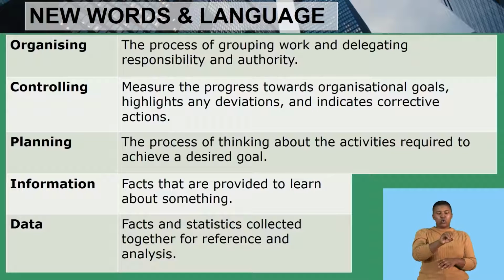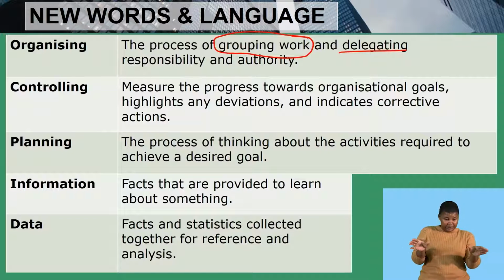So let's look at our new words for today. We will have firstly organizing. Organizing is where we group our tasks, so we determine what needs to be done for us to reach our goals, and then we delegate all the responsibilities and authority to the role players. Maybe it's the employees or the management. So we basically tell them what to do, and we give them what they need to do their tasks. So we maybe give them the money, raw materials, etc. So that's what organizing is.